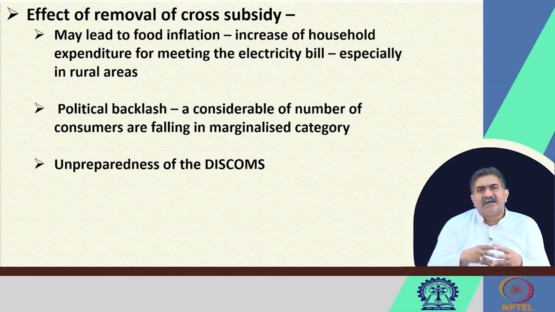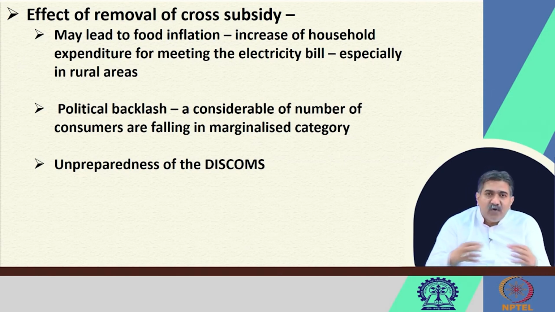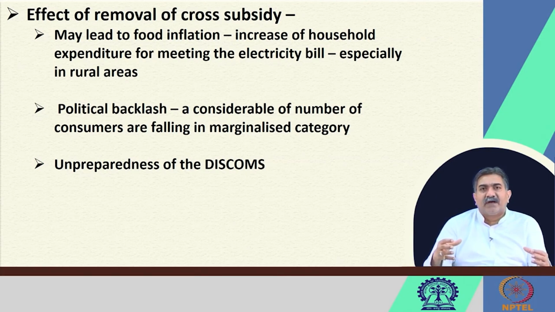But then it is also to be taken note of that if you remove cross subsidy without planning, without strategy, then it would really make huge impact on inflation. One certainly is the prices of farm produce will go up, because if the agriculturalists are not getting electricity on a subsidized rate, accordingly they will be increasing the price of farm produce.